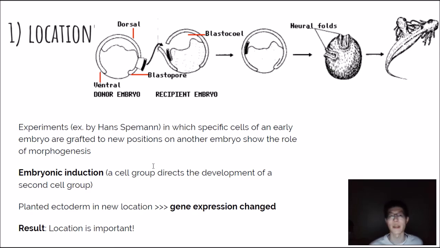You have cell-cell communication. So if you plant the ectoderm in a new location, you can get gene expression to become changed. So in terms of the first factor, location is extremely important. I think that makes a lot of sense.